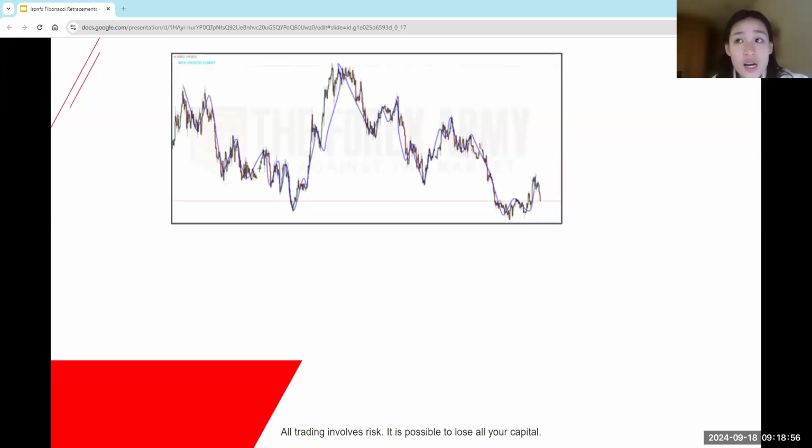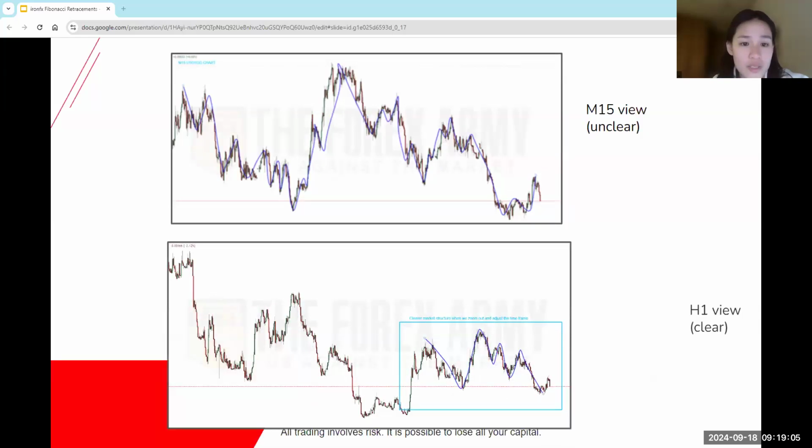Here, you can see on the M15 chart, it's quite messy and there are no clear movements in price. But when we change it to the 1 hour time frame that we see here, it's much clearer, and you can see the highlighted portion has much clearer movement.